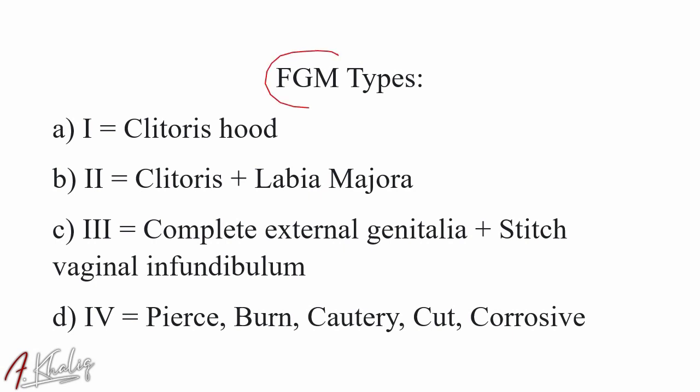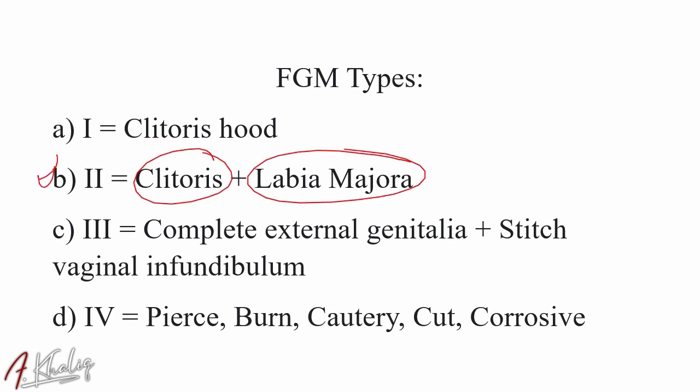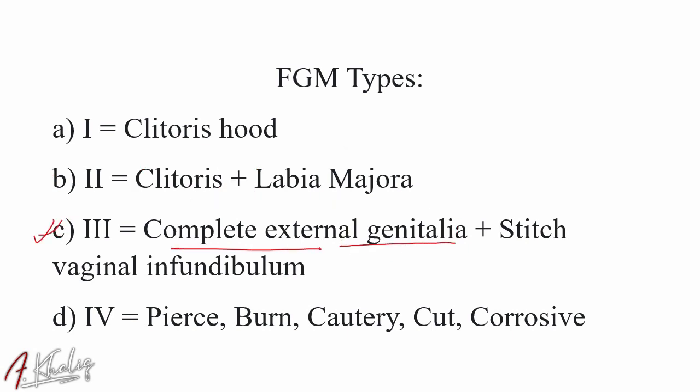If you talk about the FGM types, in type 1 FGM, you're going to damage the clitoral hood. In type 2, along with the clitoris, you're also going to damage the labia majora. In type 3, there's complete external genitalia damage and you're going to stitch the vaginal introitus. In type 4, there's piercing, burning, cautery, or cutting of the external genitalia. Also, the use of corrosive material on the external genitalia belongs to type 4 FGM.